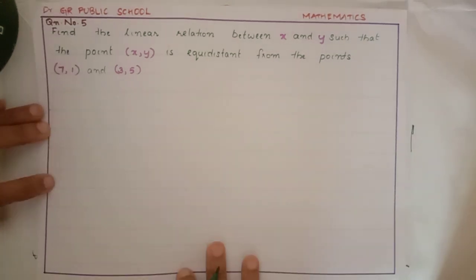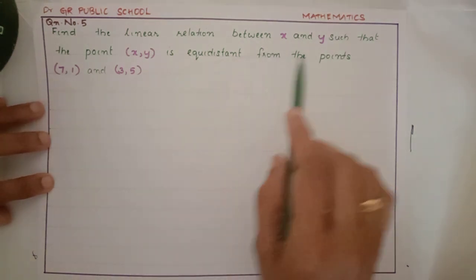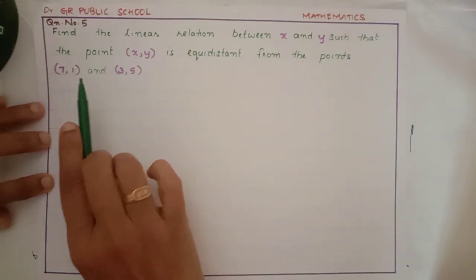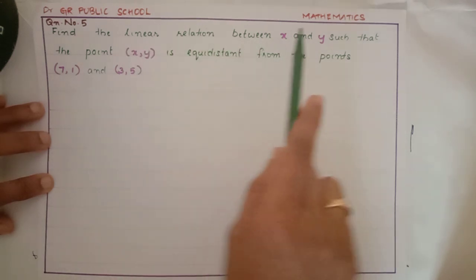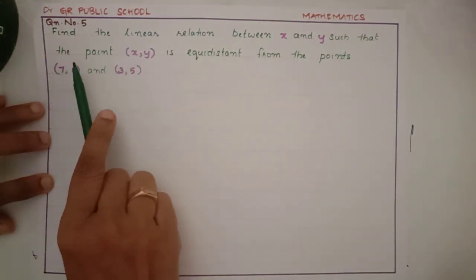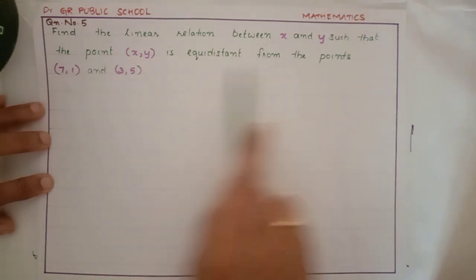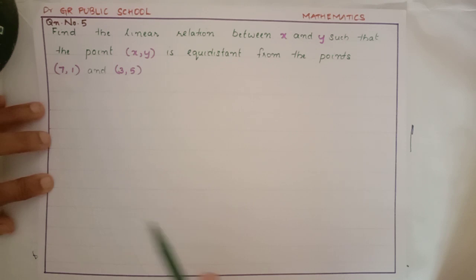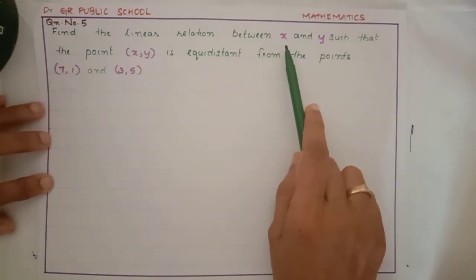In previous questions, you had to find the value of x or the value of p, with only one variable. But here is another type of question. Find the linear relation between x and y such that the point (x, y) is equidistant from the points (7, 1) and (3, 5). So find the linear relation between x and y.